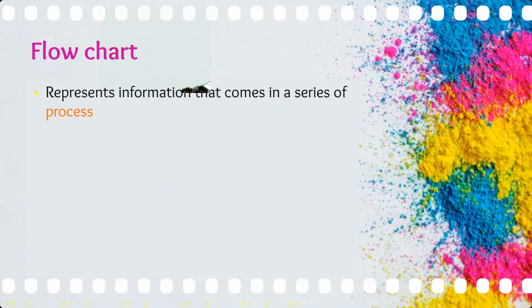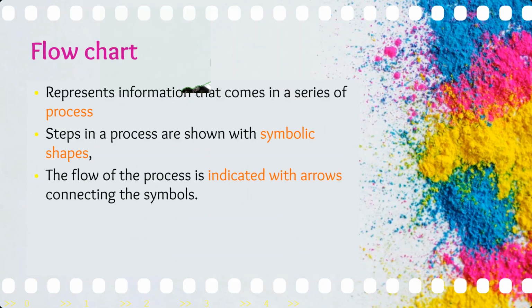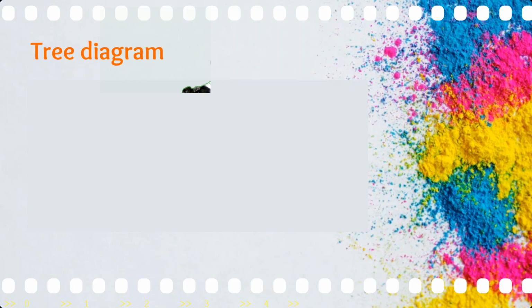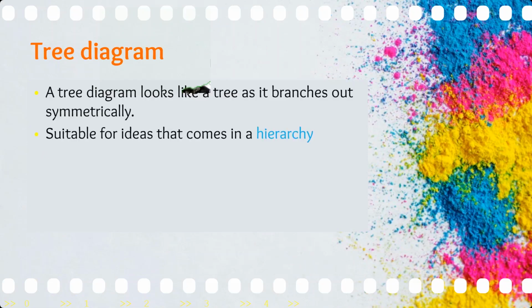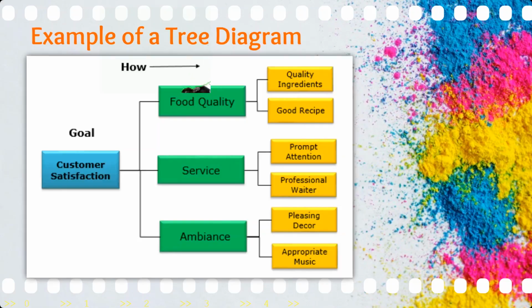Okay, flowchart. Flowchart is usually used when you are talking about a process. So this is a process. Tree diagram. Tree diagram is usually used when you have information that is hierarchical. It's more like status and standards. So that is tree diagram, and there is an example of a tree diagram.